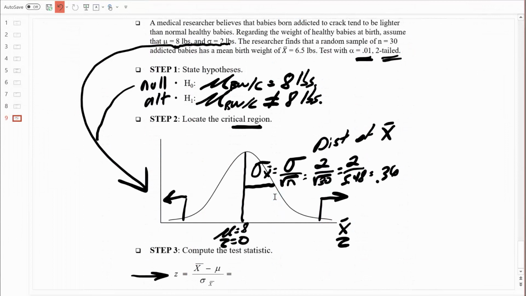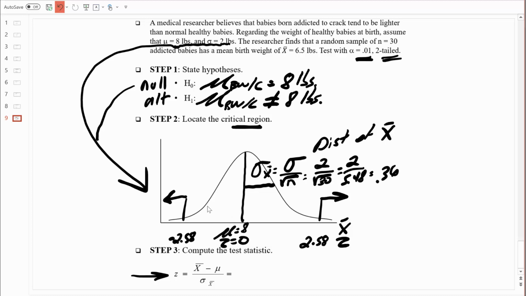So let's go ahead and mark off those critical regions. Over here on the right-hand side, I have 2.58. And on the left-hand side, I have negative 2.58. So we're back in that same situation. I need to figure out where is 6.5 pounds. Is 6.5 pounds the type of sample mean that we would expect to find right in here?